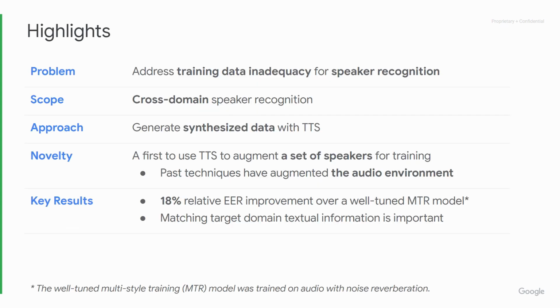The main observation from our experiments is that TTS synthesis could complement a well-tuned MTR setup. The model trained with MTR outperforms the no data augmentation baseline model by a wide margin. Moreover, TTS synthesis combined with MTR further introduces an 18% relative equal error rate improvement over the MTR setup. Another interesting takeaway is that matching the target domain textual information is also very important. Please refer to the following slides for more details. This is the end of the highlights.